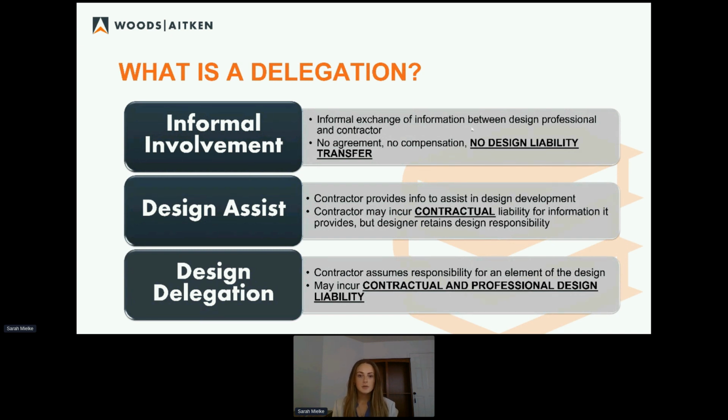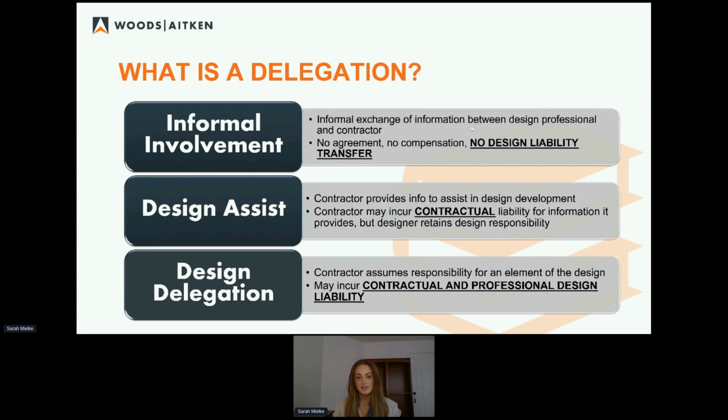So bringing this to every day, what this might look like is a design professional maybe is working on some specs and has a question about a design element. Rather than go ahead and delegate that at the very beginning or later on, the design professional just calls up the contractor or subcontractor and asks maybe questions about constructability. Not every situation is going to look like that, but it gives you a general flavor of what informal involvement is. Casual discussions, no contract, no liability.